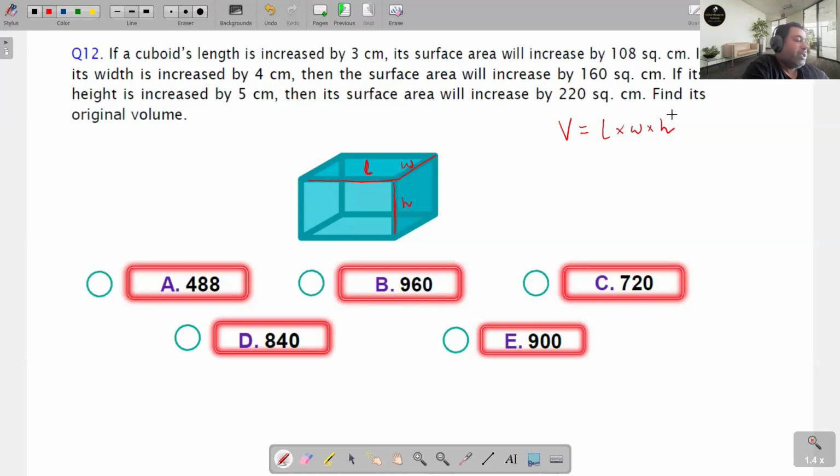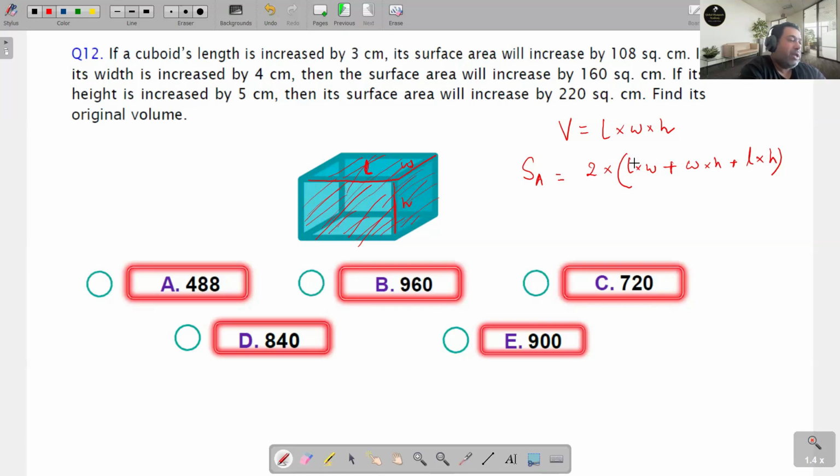At the same time, the surface area of the cuboid is 2 times L into W. So L into W is this top surface, and the bottom surface will also be the same, L into W. So there are 2 times L into W. Plus you have the right side, which is W into H, and the left side is also W into H. And the front and the back are going to be L into H, because there are two opposite surfaces of the same area. This is the surface area.